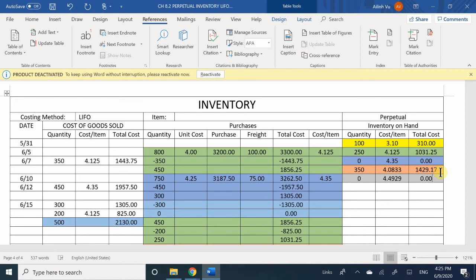Oh, so we still have the 350. Yes. Oh, okay. You know what? Never mind. That's why I said I need to do this myself a couple of times and get it right. It's good because I can ask you these questions.